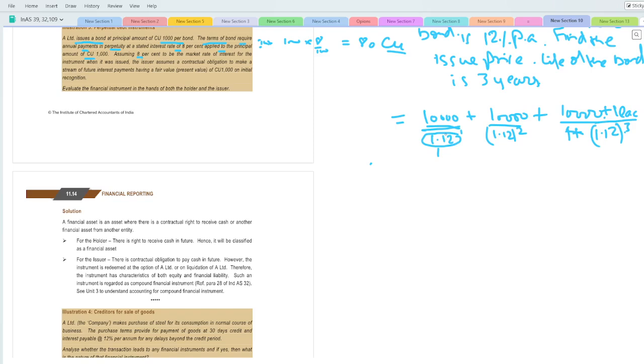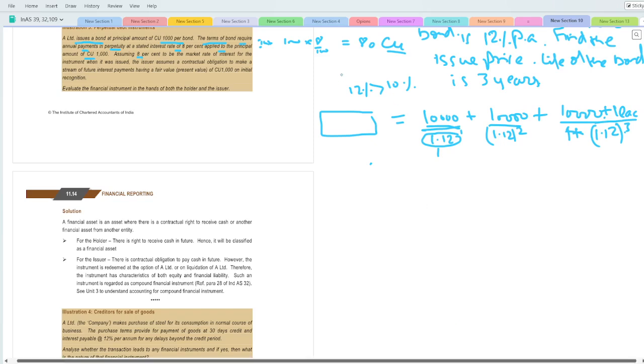Now if you see, my coupon rate is 10% and my discounting rate is 12%. Which one is higher? The 12% is higher than my coupon interest rate, which means I am discounting at a higher rate. So the present value will come to less than 1 lakh. Just a minute, how much will it be? It will be 95,196, which is less than your 1 lakh.